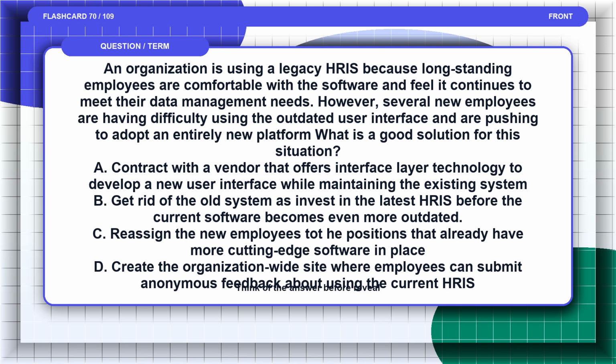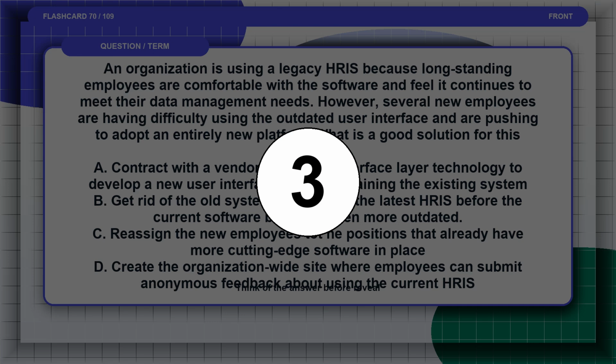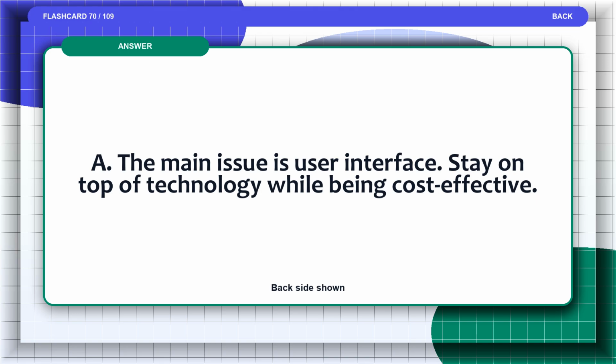A. Contract with a vendor that offers interface layer technology to develop a new user interface while maintaining the existing system. B. Get rid of the old system and invest in the latest HRIS before the current software becomes even more outdated. C. Reassign the new employees to key positions that already have more cutting-edge software in place. D. Create an organization-wide site where employees can submit anonymous feedback about using the current HRIS. Pause and think of the answer before the reveal. The answer is A. The main issue is user interface. Stay on top of technology while being cost-effective.